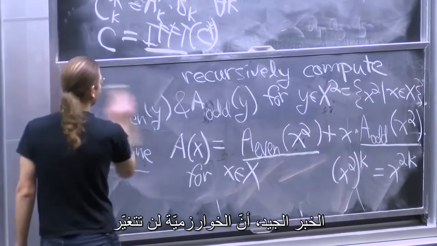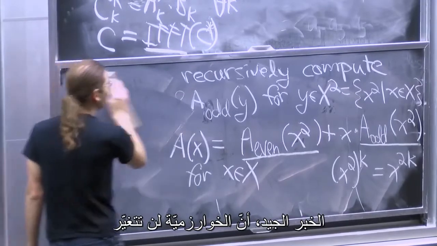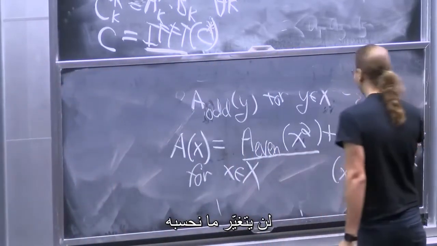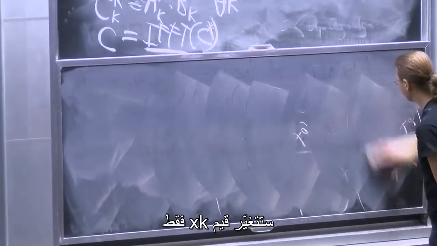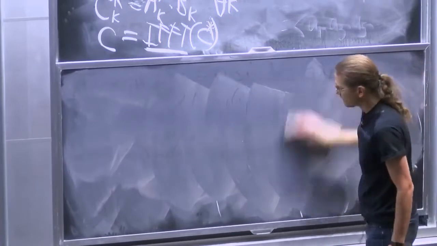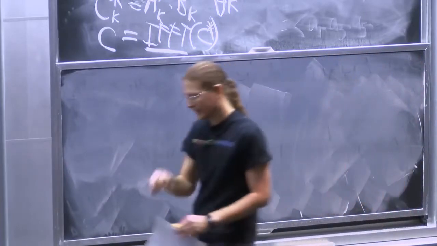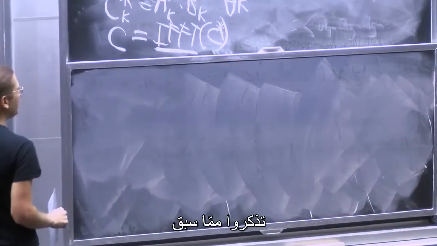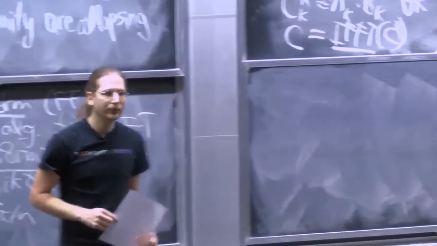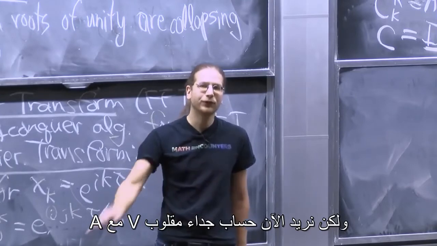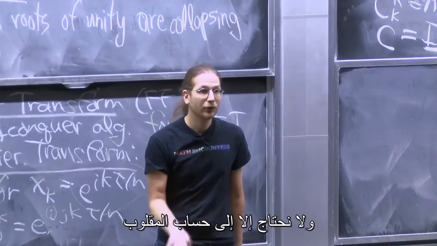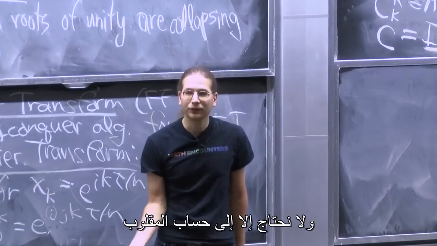Good news is the algorithm's not going to change. What we're computing isn't going to change. All that's going to change are the xk's. Why? Because remember from the top, right now we know how to compute V times A. What we now need to compute is V inverse times A. So the only question is, what is V inverse?